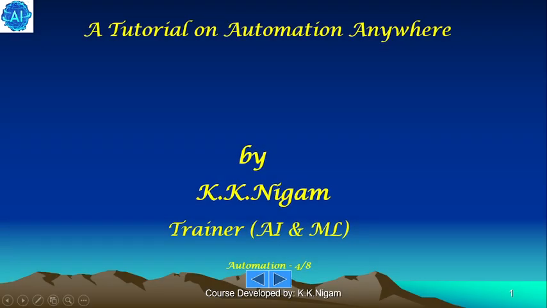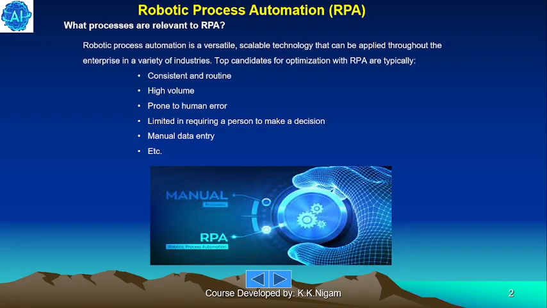Let's start with the fourth part of the automation. We have seen what is robotic process automation, or RPA. Now let's try to understand what processes are relevant to RPA. RPA is a versatile, scalable technology that can be applied throughout the enterprise in a variety of industries. Top candidates for optimization with RPA are typically consistent and routine, high volume, prone to human error, limited in requiring a person to make decisions, manual data entry, etc.